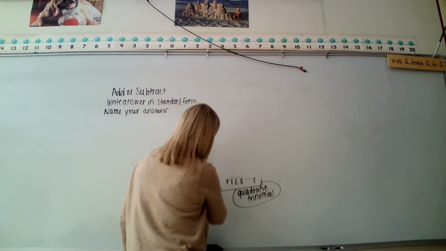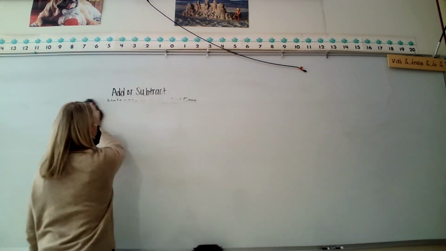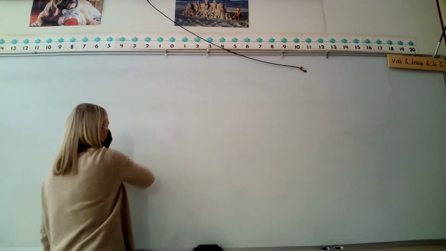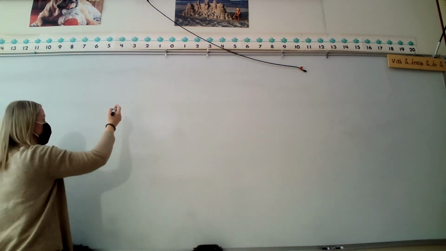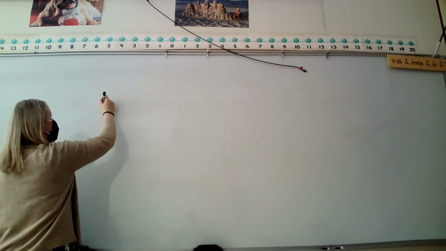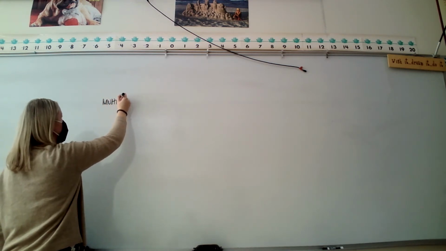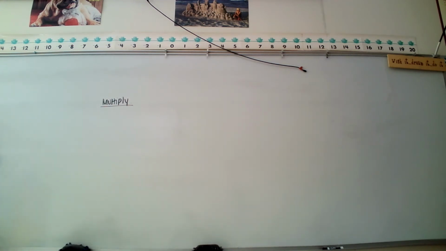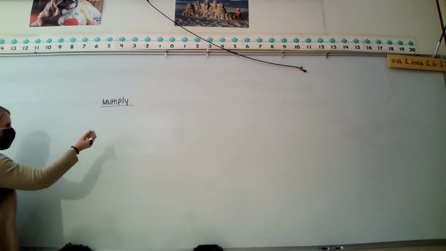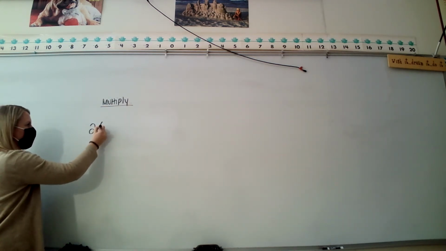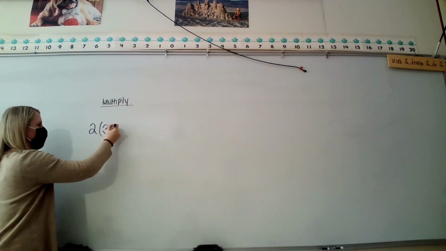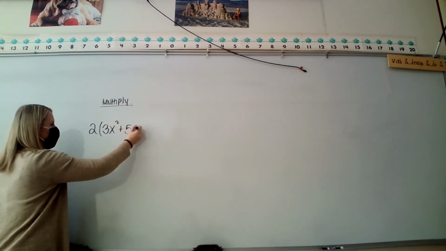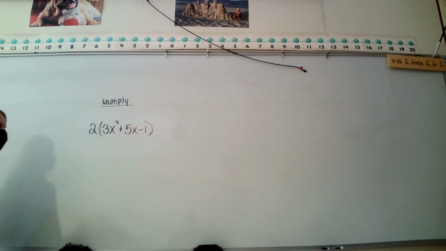All right, let me erase here. The next directions will say multiply. When we're multiplying with polynomials, that'd be a little funky, right? But let's keep it kind of basic and say 2 times. That's kind of the most basic, now we'll work our way up.